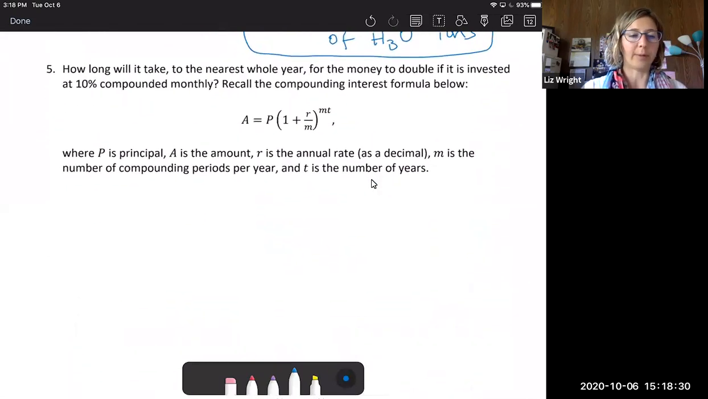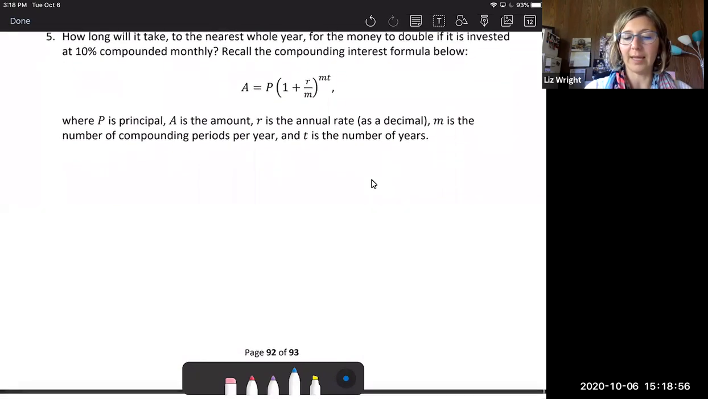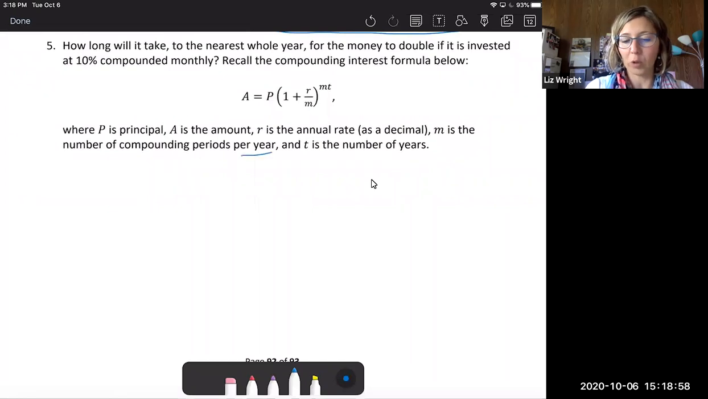All right, let's check out another one. Number 5, how long will it take to the nearest whole year for the money to double if it is invested at 10% compounded monthly? Recall the compounding interest formula below, where P is the principal, A is the amount, R is the annual rate as a decimal, M is the number of compounding periods per year, and T is the number of years.